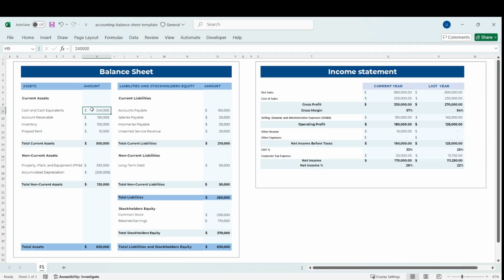Maintaining too much cash could indicate underutilized resources. The company should assess whether to invest this cash into higher-yield investments, business expansion, or paying off debt. Now let's look at the accounts receivable. They represent 24% of the total assets, indicating a healthy balance of sales on credit.